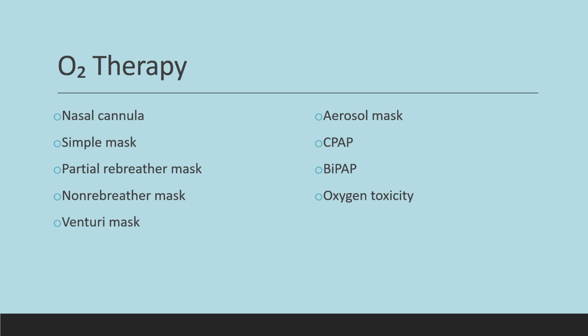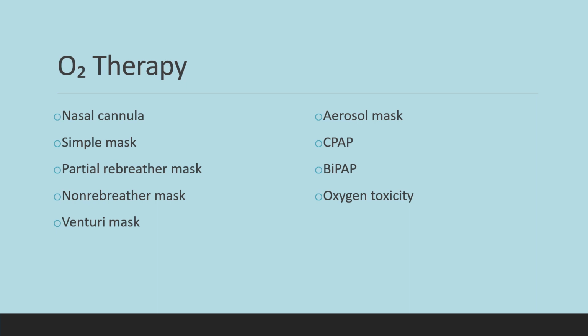A partial rebreather mask has a reservoir bag. Oxygen may be delivered at a higher flow rate of 10 to 15 liters per minute and a higher concentration of 60 to 90%. The reservoir bag must remain inflated to prevent carbon dioxide retention.